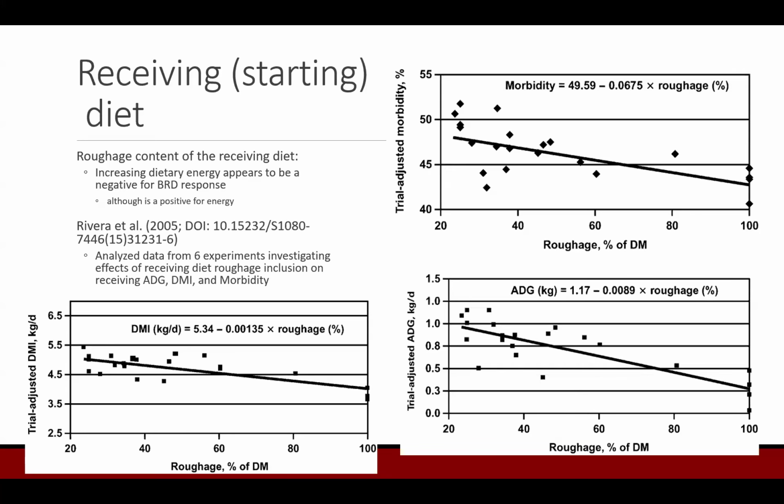However, as you increase roughage, you're actually going to reduce morbidity. So if you feed 100% roughage to high risk cattle and have a morbidity rate of 42%, versus 30% roughage, which has a morbidity rate of somewhere around 47%, why aren't we just feeding everybody 100% roughage for the duration of their receiving period?